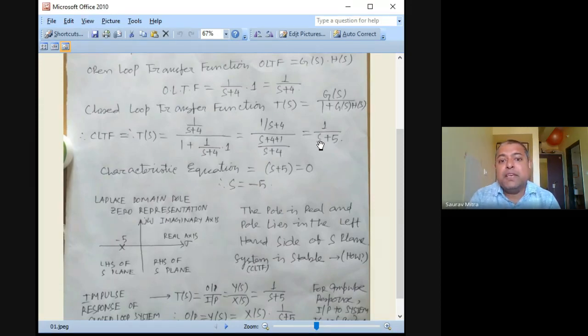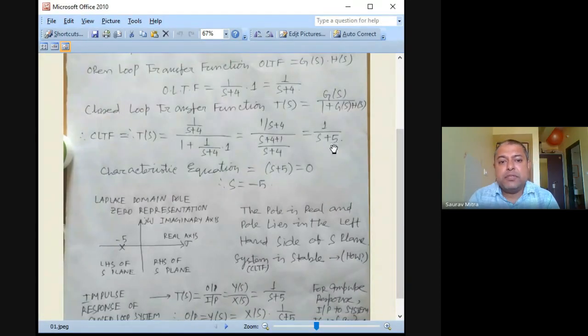A second order system will have S square plus something of S plus a constant. But here we are finding only S plus 5. That means it can be an RC circuit, or it can be an RL circuit. So it's a first order system. That means there is only one energy storing element in this. So either it can be RL or it can be RC. It cannot be RLC or LC, because an LC circuit is also a second order system. An RLC circuit is also a second order system.